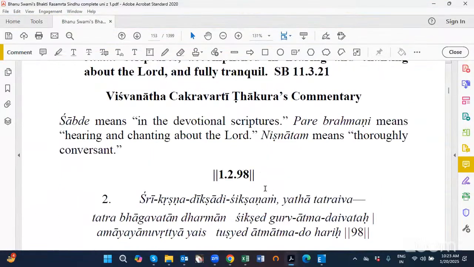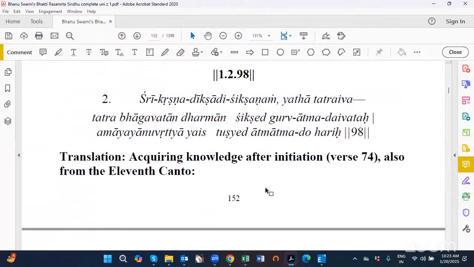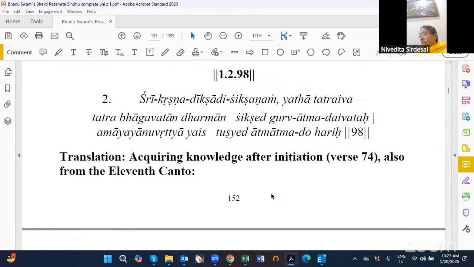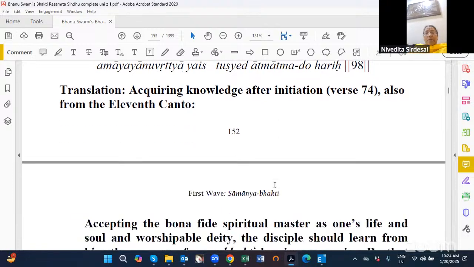So very clear what it has been given, because for a spiritual master it is very difficult to traverse the path of spiritual salvation. Next: Shri Krishna Dikshadi Shikshanam. Acquiring knowledge after initiation. So this we saw last, in that first five, approaching the spiritual master, and then Diksha Shikshadi Grahanam.